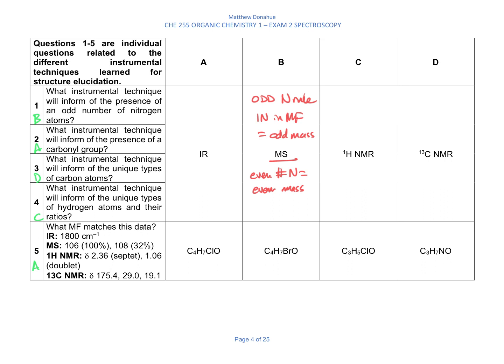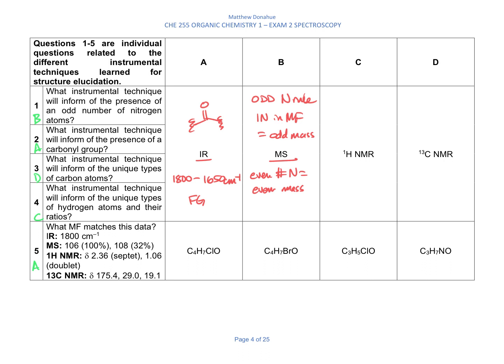What instrumental technique will inform the presence of a carbonyl group? That's IR. So a carbonyl group is your carbon doubly bonded to an oxygen, and so that region is typically 1800 to 1650 reciprocal centimeters, depending on which functional group you're dealing with.